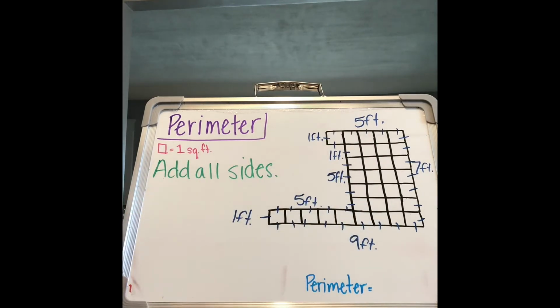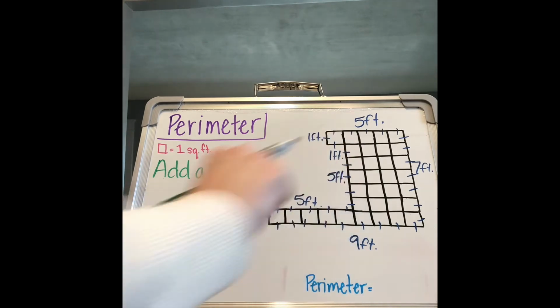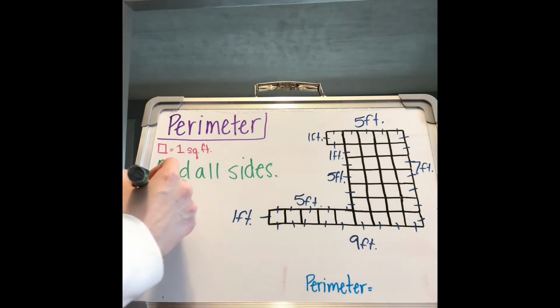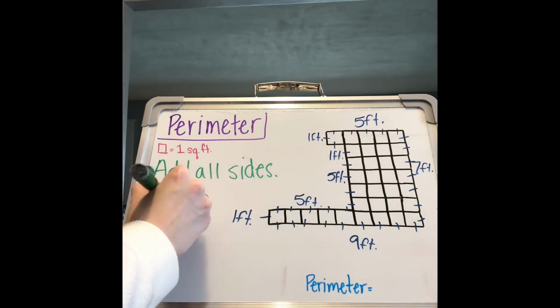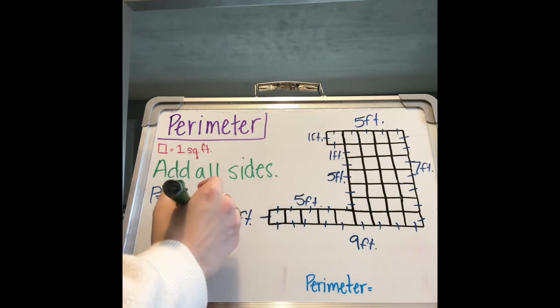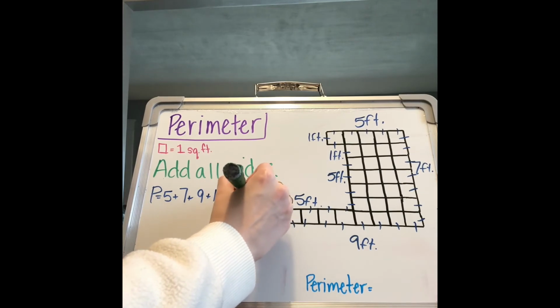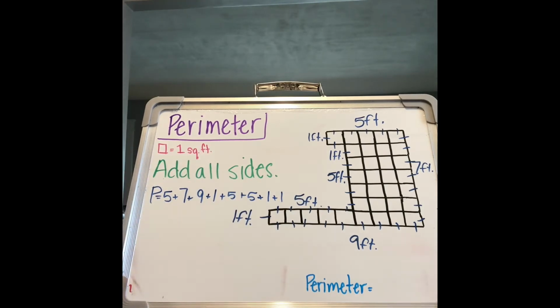Now this has way more sides than 4 in a regular rectangle. This shape has 1, 2, 3, 4, 5, 6, 7, 8 sides to it. So we need to make sure that we're adding 8 numbers together. Let's start with an equation. Perimeter equals 5 plus 7 plus 9 plus 1 plus 5 plus 5 plus 1 plus 1. Now that's a long equation that we have up top here.